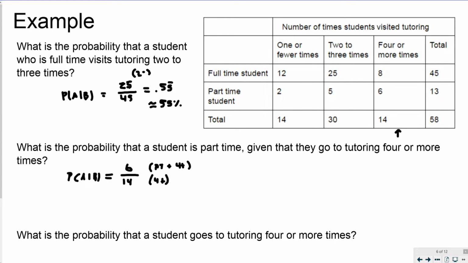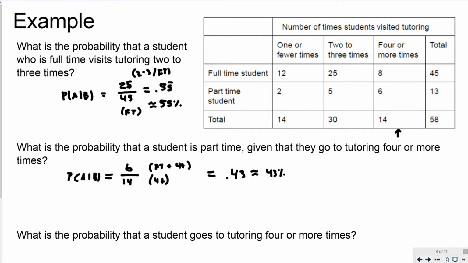And full-time. So it was 2 to 3, and they were full-time. And then the bottom was just the full-time students in total. So that's where I'm drawing my numbers from. So 6 out of 14, if I divide that, I get 0.428, which is about 43%.